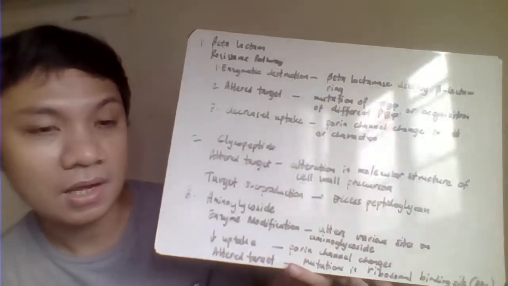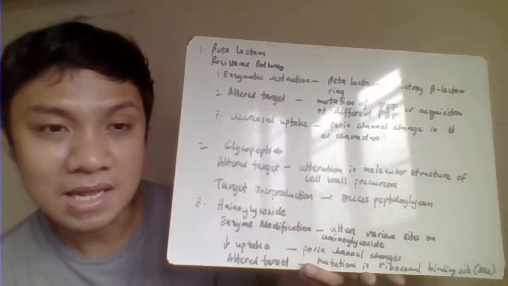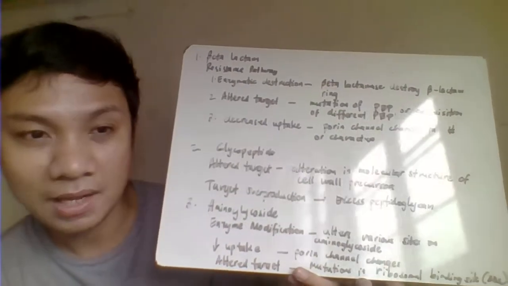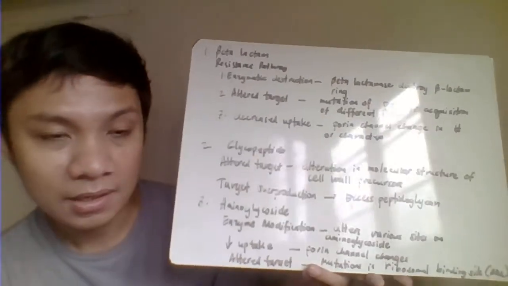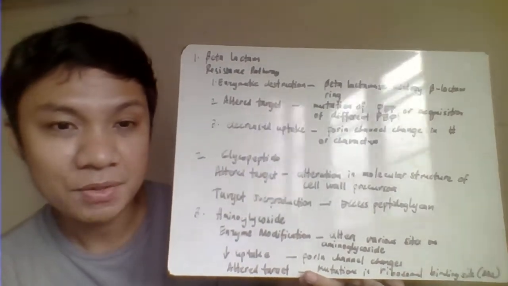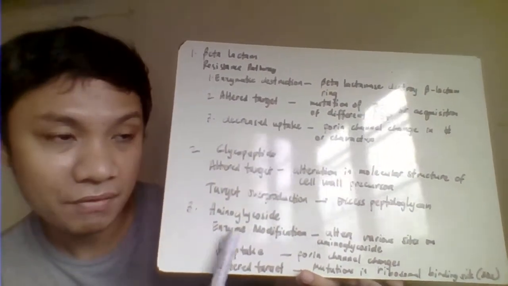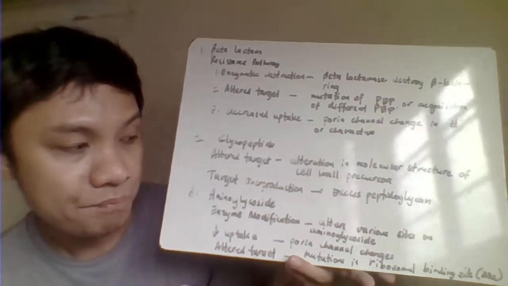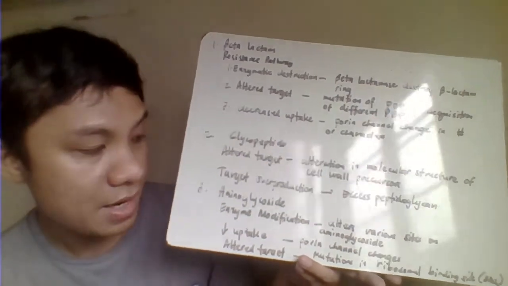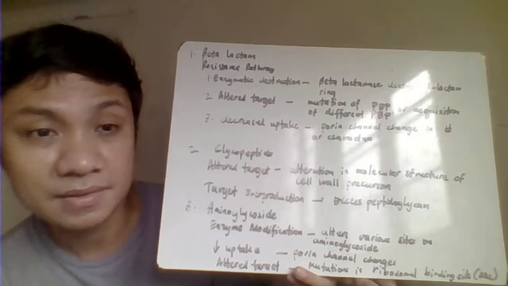Another one, we have the target overproduction. There is so much peptidoglycan that our glycopeptide is overwhelmed. It cannot cope, and therefore it will not cause the death of your bacteria. Another one, aminoglycoside. Aminoglycoside tries to inhibit your 30S ribosomal RNA, inhibiting your protein synthesis. So the bacteria could have enzyme modification, which could modify the site of the target of your aminoglycoside, or it could modify your aminoglycoside itself.